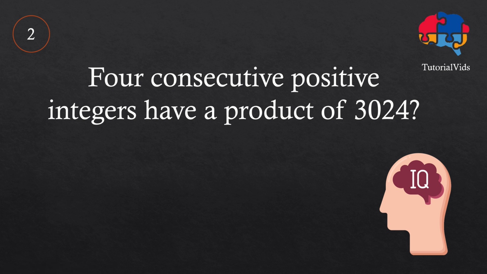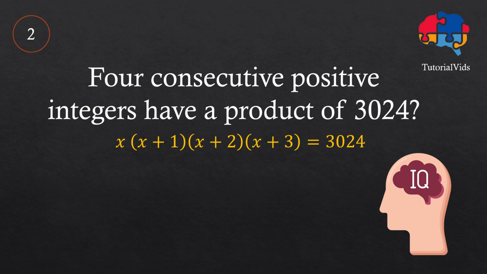Okay, let's find those four consecutive positive integers that have a product of 3024. If we let x be the smallest among the four consecutive integers, then the product looks like this. Now one solution is to solve this for x, and for that we need to expand the expression and then clean it and then solve it for x, which is very time consuming and a bit of a headache.